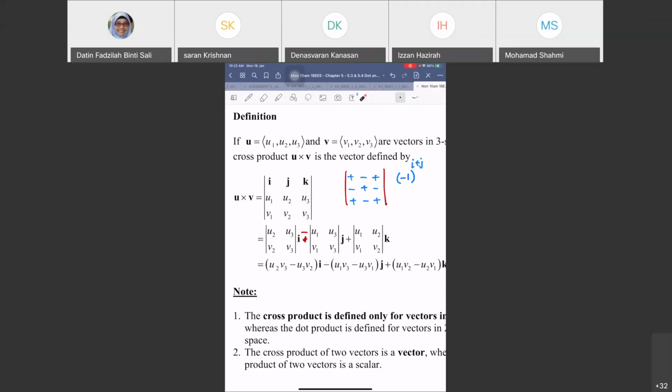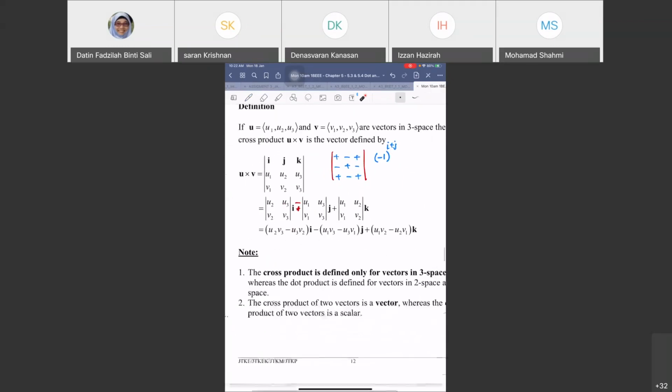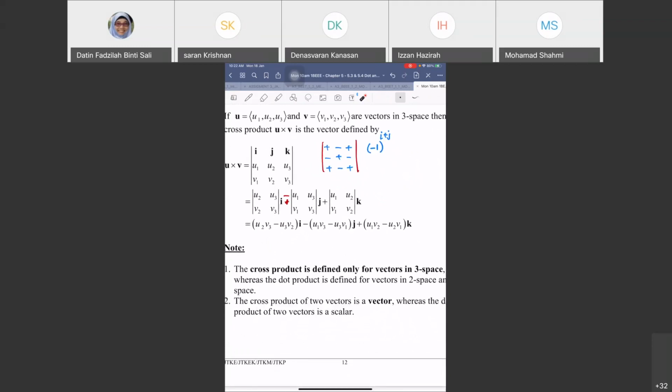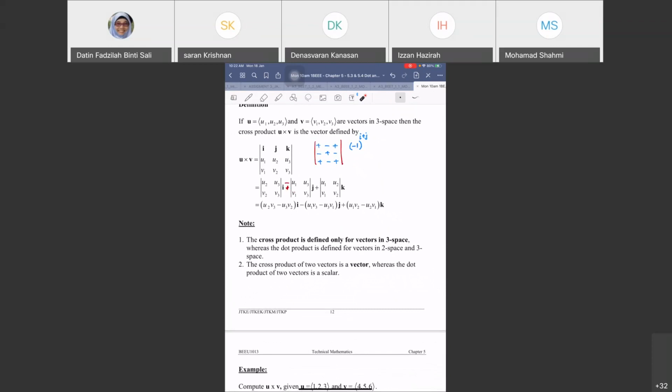So you have this, okay, and then of course there's a note just to say that the cross product is only defined in 3-dimensional space, whereas the dot product is defined for both 2-dimensional and also 3-dimensional space. And the cross product of two vectors is a vector. Okay, so this is again an important note: the cross product is only for 3-dimensional space, and the product itself is actually a vector. So that's why sometimes it is called the cross product or vector product.